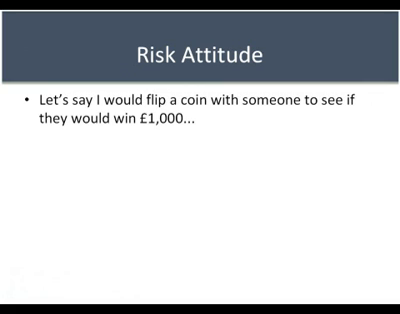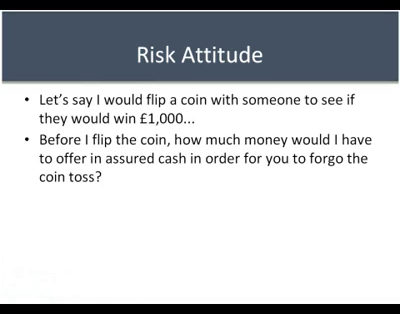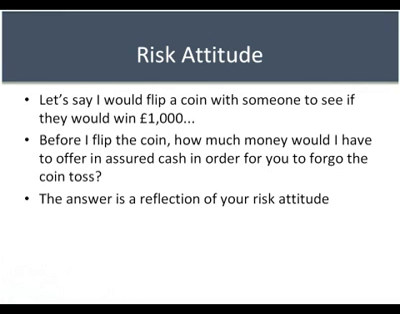Risk attitude. We've got the concept of someone flipping a coin and offering you 1,000 pounds if you'd win. And then the question becomes, if I paid you guaranteed money, how much would it have to be for you to forego that coin toss? And that can reflect your risk attitude. If you say 500 pounds, then you're pretty much risk neutral. If you're willing to go for it for 300 pounds guaranteed, or to forego it, then you're risk averse, and the other way around is you're risk happy, I guess. You like risk.